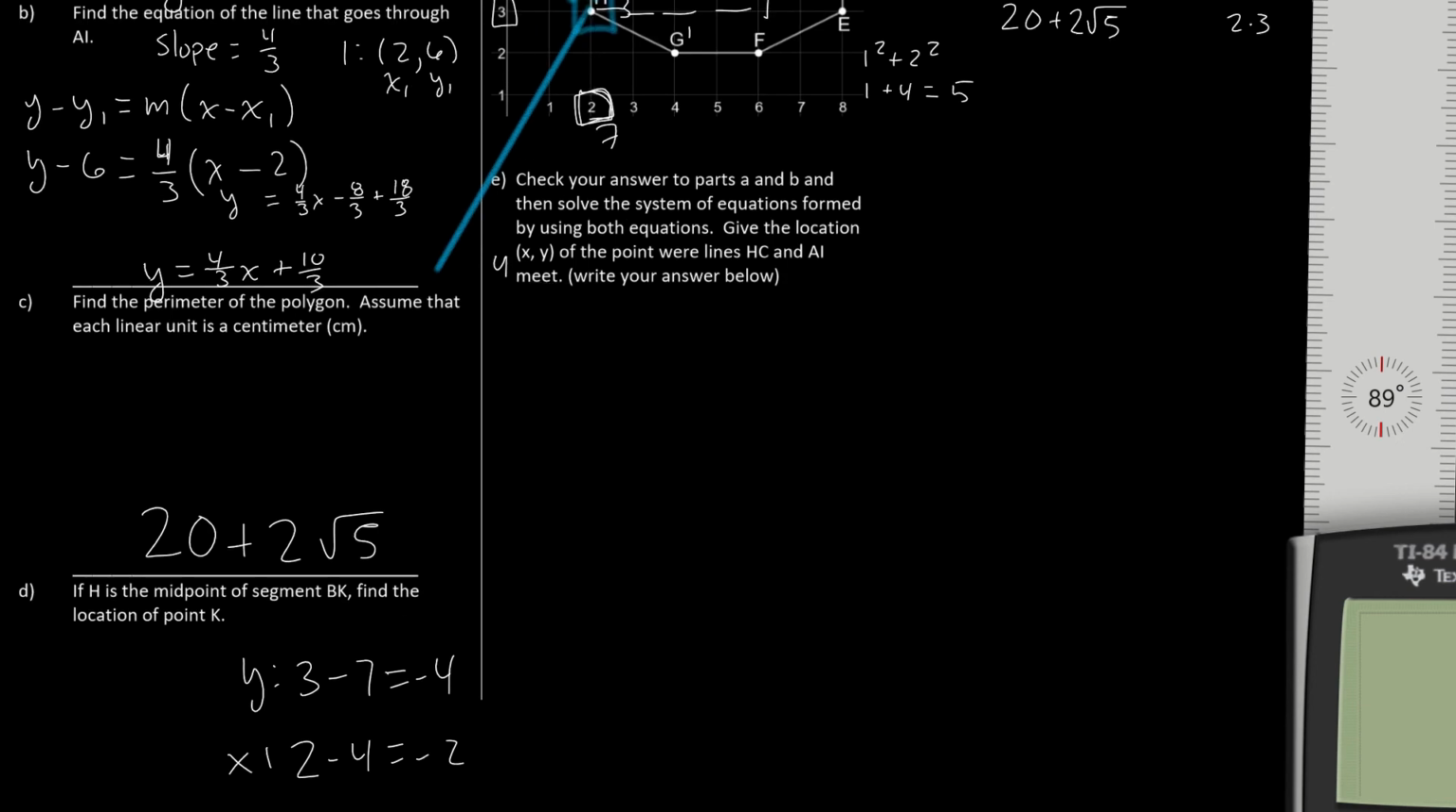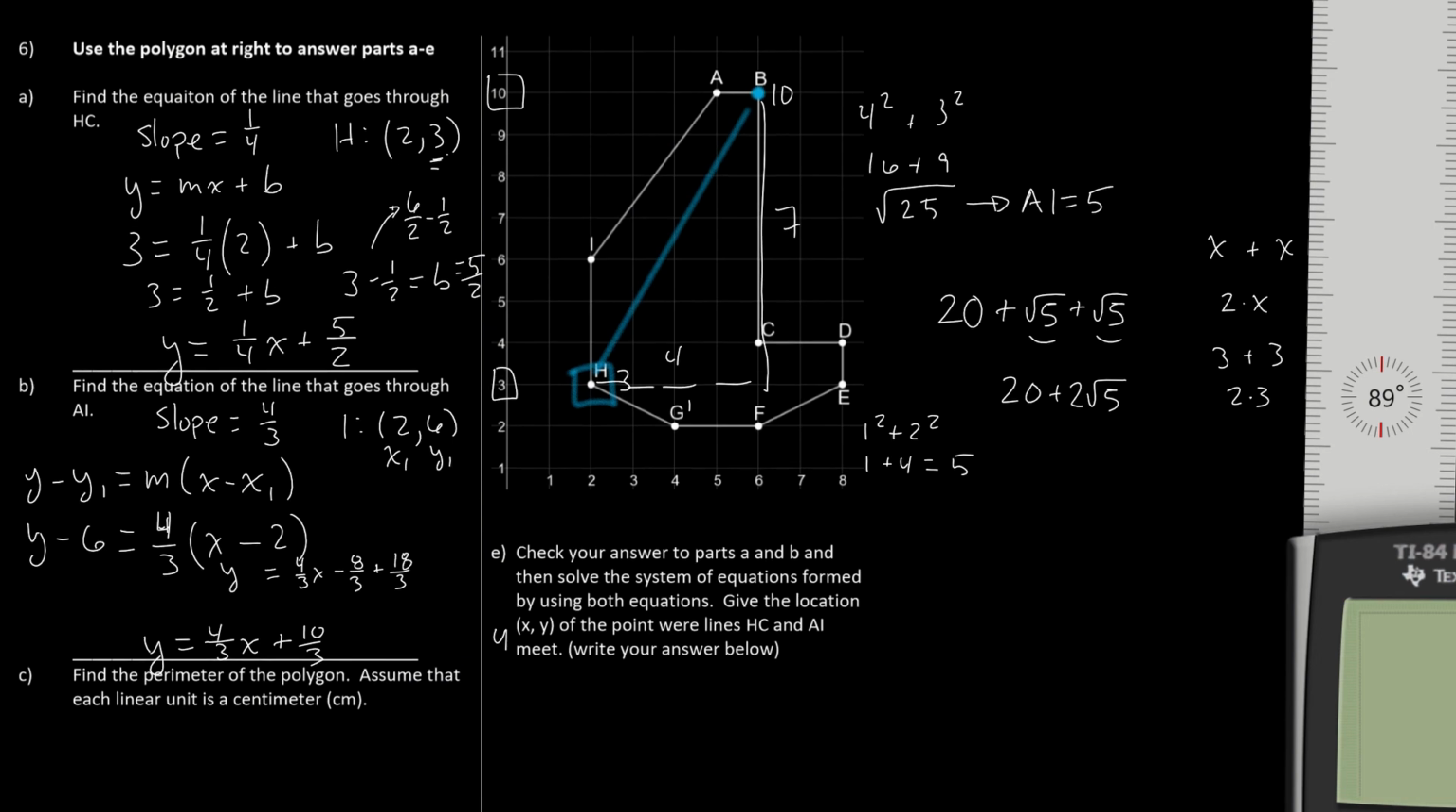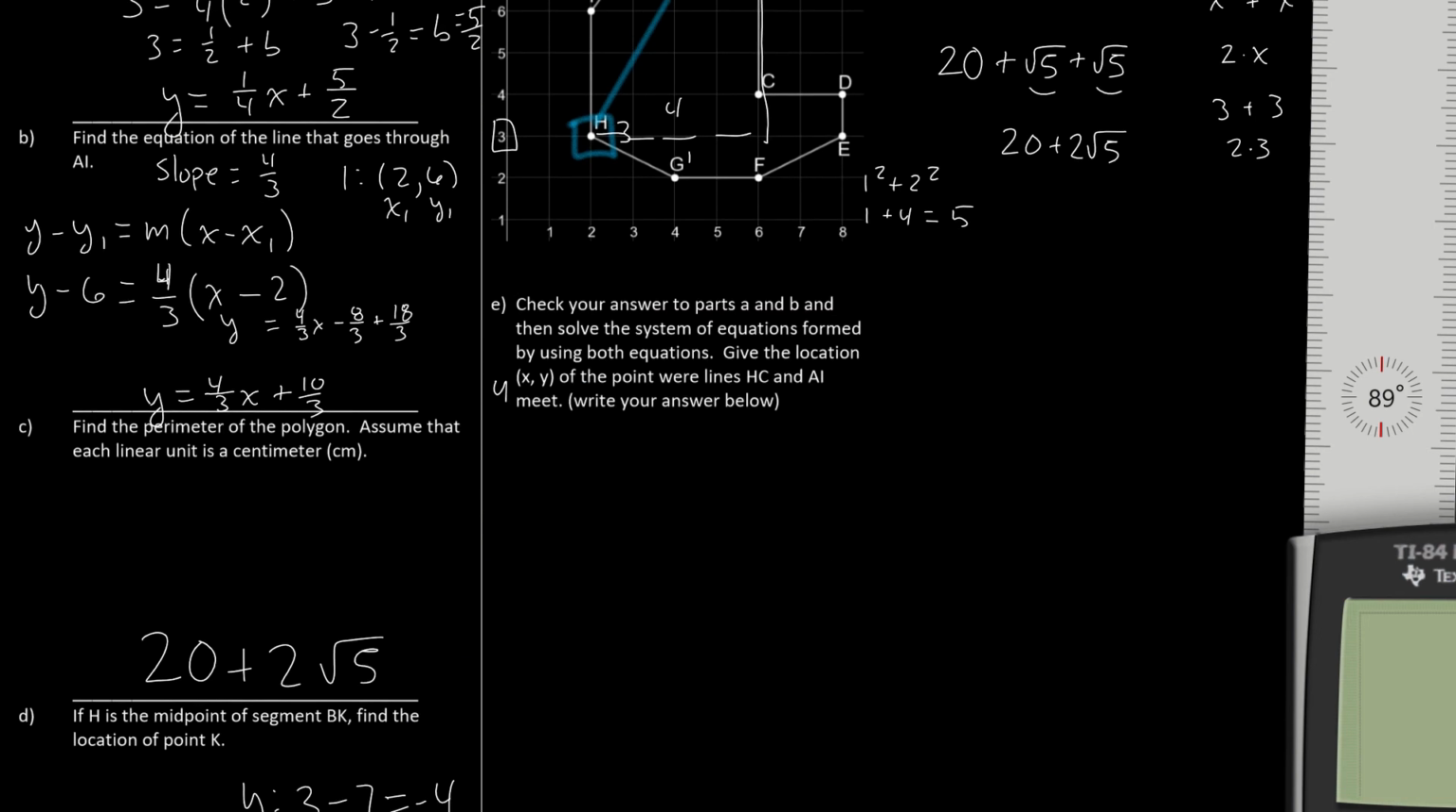Whew. I said, as you guys came in, boy, question 6 is the one that's going to consume your time. All right, so let's finish it off. Last part of this crazy question, it says, check your answer to parts A and B. We already did that. Then solve the system of equations formed by using both equations. Give the location x, y of the point where lines HC and AI meet.